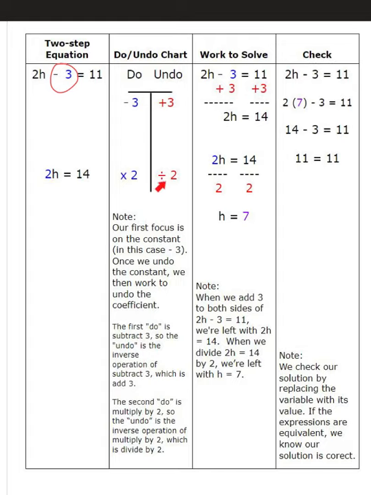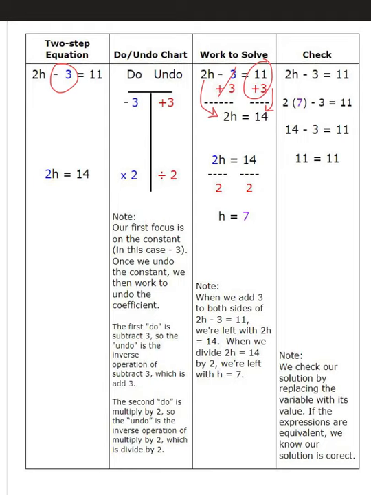So then we undo by dividing by 2. All right, so I've got 2h minus 3 equals 11. The first do was minus 3, so I need to undo that by adding 3, both sides. Okay, bring down what is still on the left side, which is the 2h. Calculate 11 plus 3, that gives you 14.